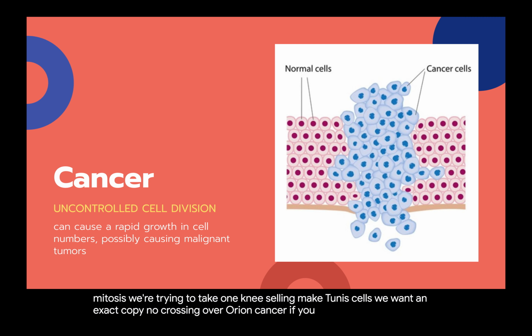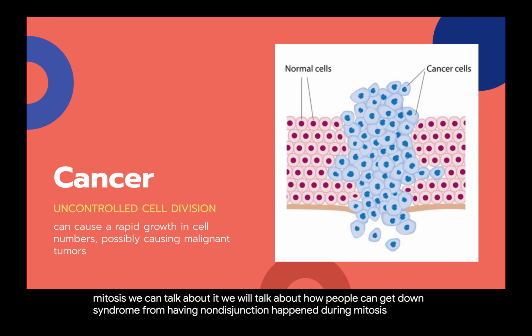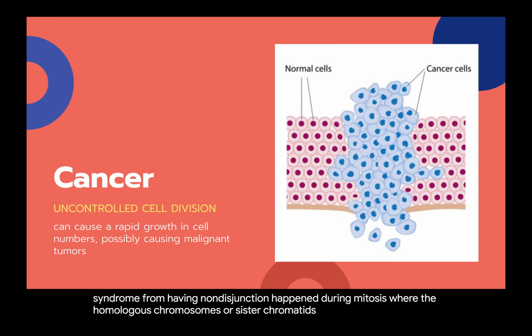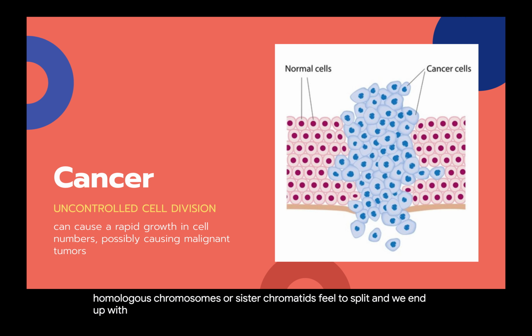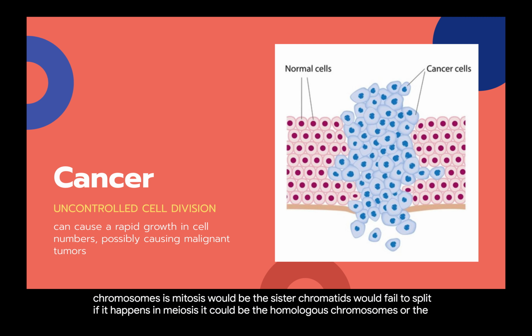If you have any questions about mitosis, we can talk about it. We will talk about how people can get Down syndrome from having non-disjunction happen, where the homologous chromosomes or sister chromatids fail to split, and we end up with essentially a double dose. Well, in this case, it wouldn't be homologous chromosomes. If it was mitosis, it would be the sister chromatids that would fail to split. If it happens in meiosis, it could be the homologous chromosomes or the sister chromatids.